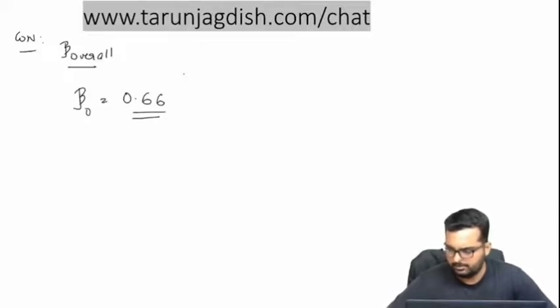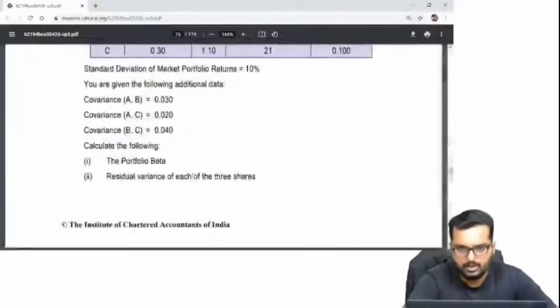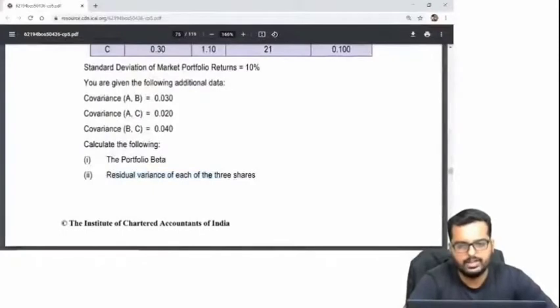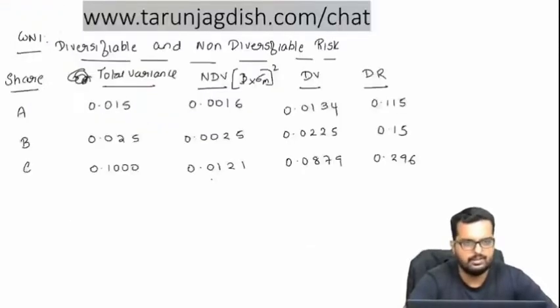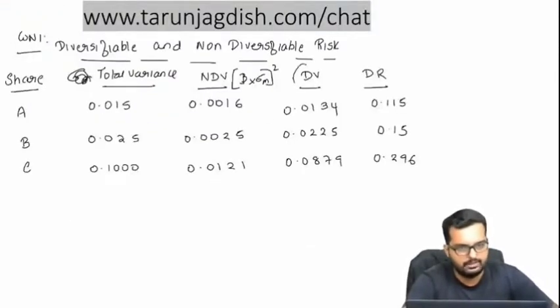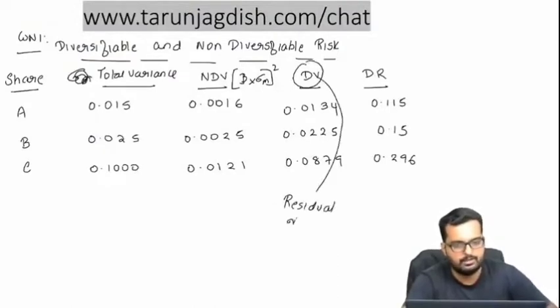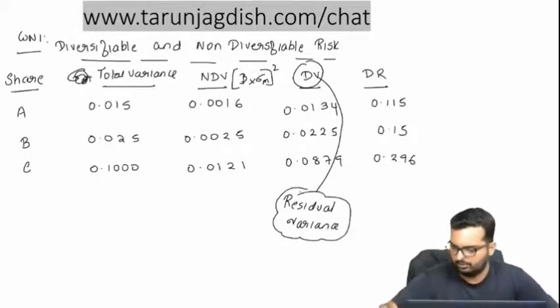Alright friends, have you all put down everything up to here in your books? We got the overall beta also. Now they're asking us to find out the residual variance of each of the three shares. Friends, this diversifiable variance is what they call residual variance. Have you already got this answer in your books? Please write this down also in your books.